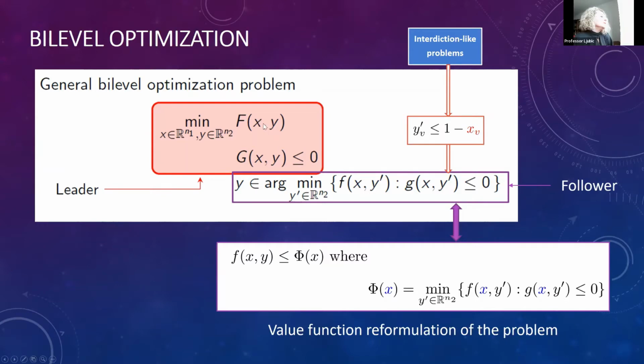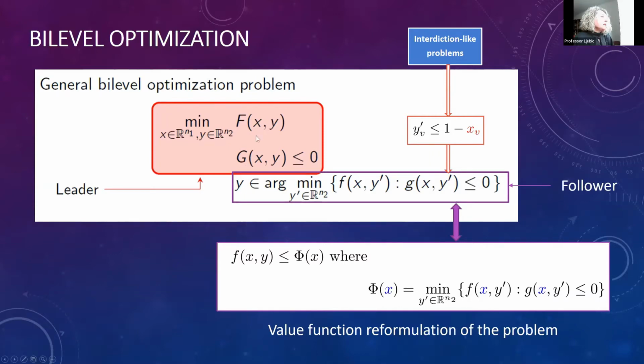In the optimistic setting, we will assume that the leader can choose among multiple optimal solutions the one that works best for him or her, right? So it will choose the most optimistic response of the follower. And in the pessimistic setting, on the contrary, the solution that is returned by the follower is the worst one with respect to the objective function of the leader.